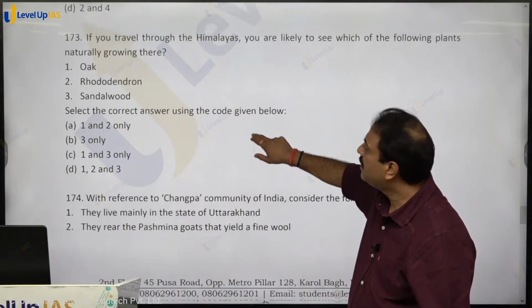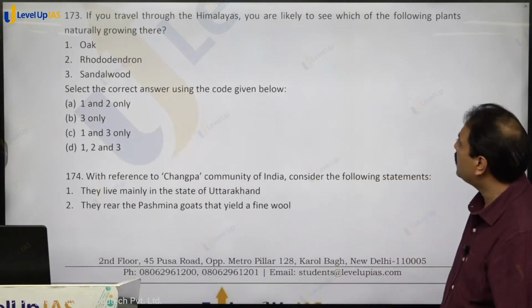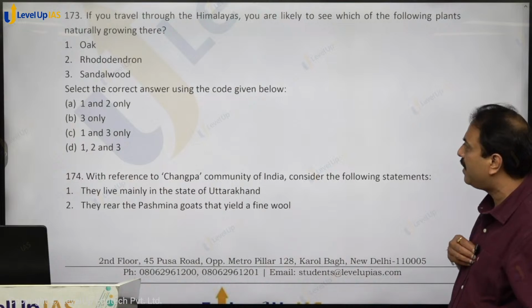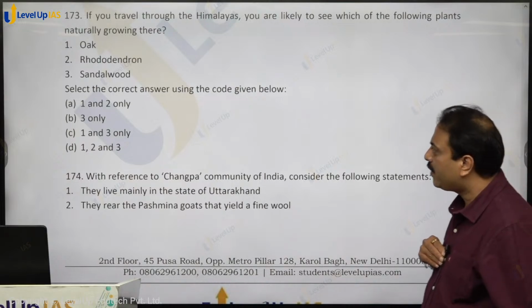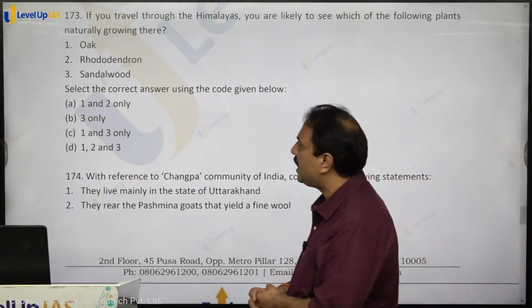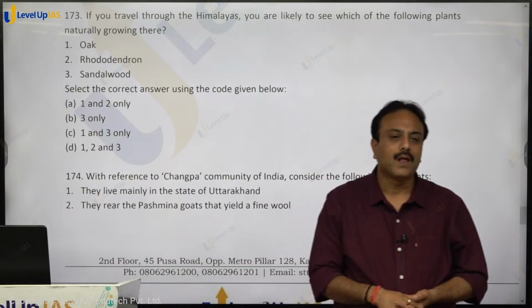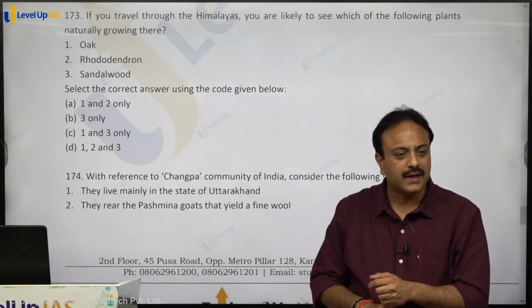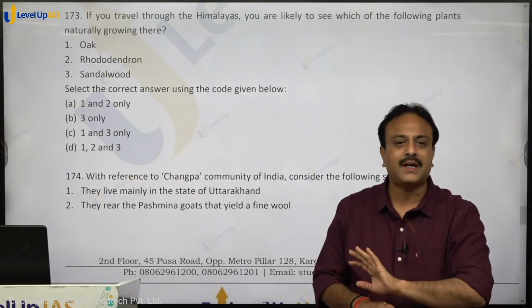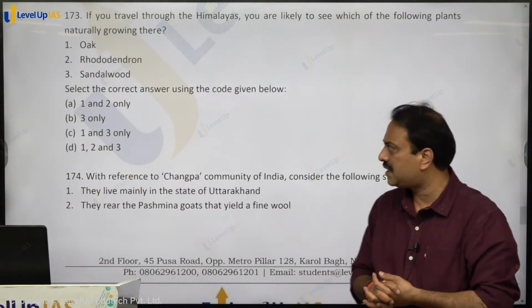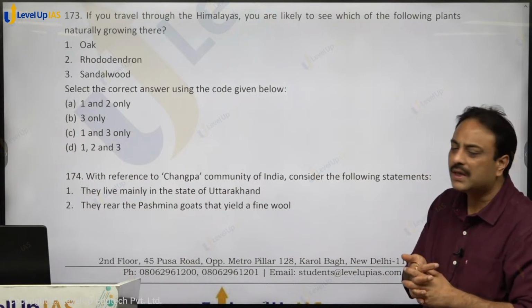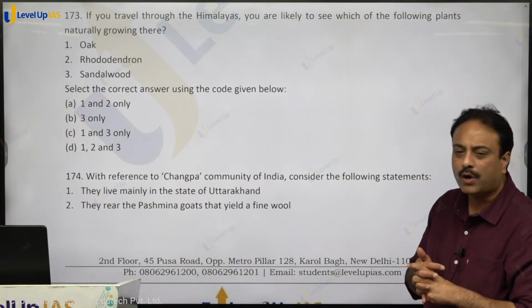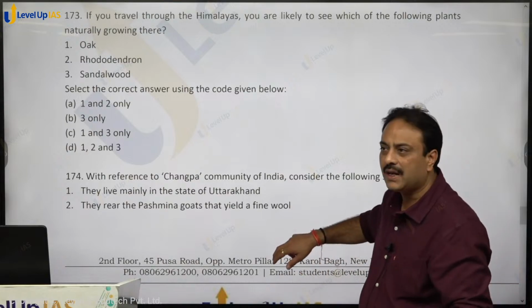If you travel through Himalayas, you are likely to see which of the following plants naturally growing there: oak, rhododendron, sandalwood. Oak grows naturally, rhododendron grows naturally, sandalwood grows over there, but that is not natural. That is artificially planted over there. So 1 and 2 are the natural growers. 1 and 2, option A for apple. Clear on that?